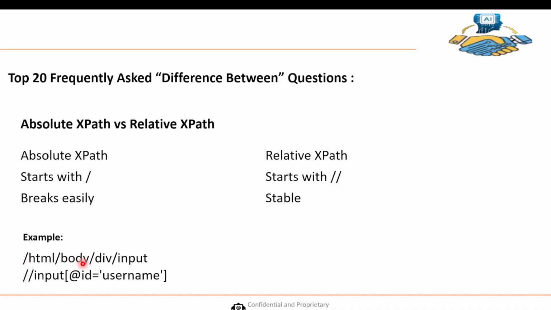Here you can see the first one gives the absolute XPath example, whereas the second, which starts with the double slash, is a relative XPath. So when the interviewer asks this question, we need to give the example.